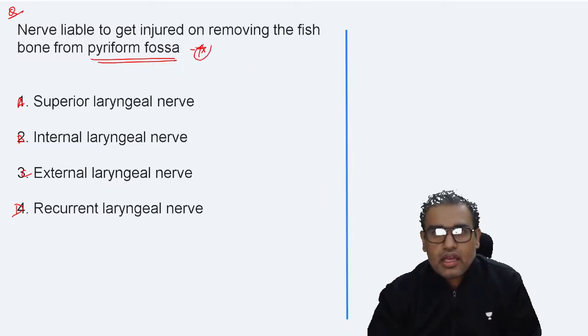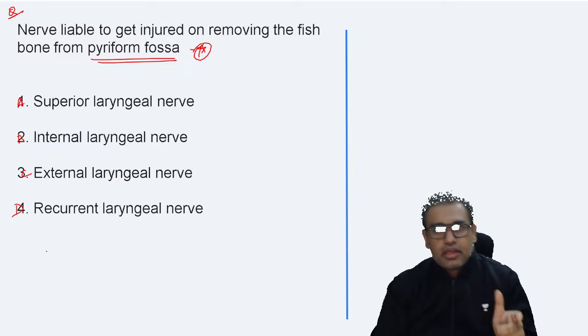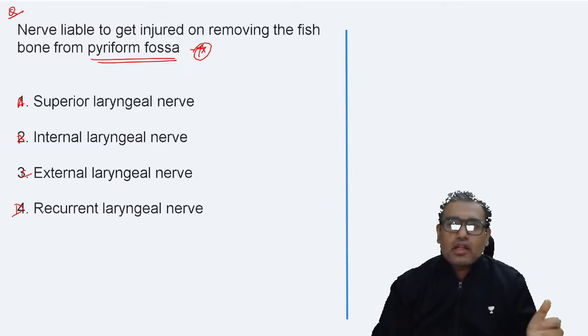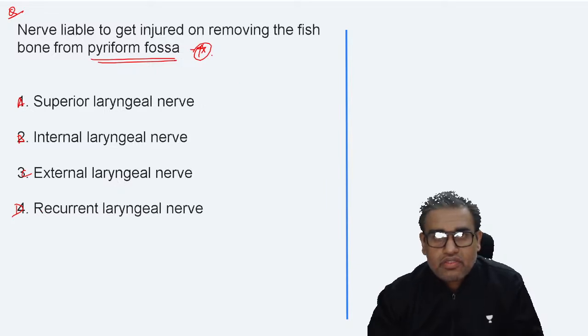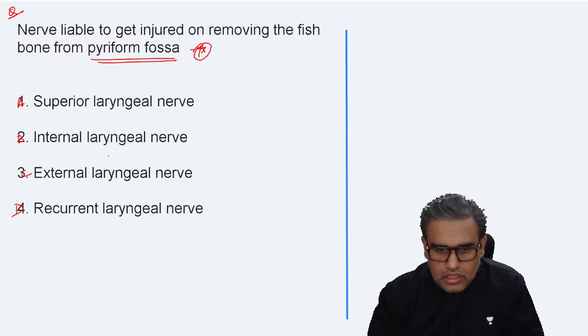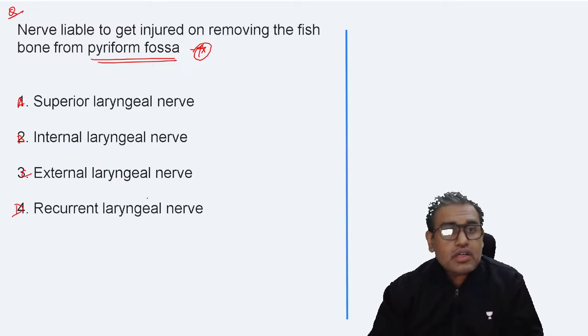Again, a high yield topic. I discussed some topics yesterday and gave you a bit of homework. Those who were serious and want to do better in the exams must have done that. If not, you can do it even now. So the topic is the piriform fossa, and what's the answer? Some are going with the second option, and some with the third, internal and external laryngeal nerve.